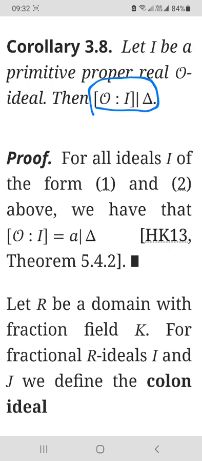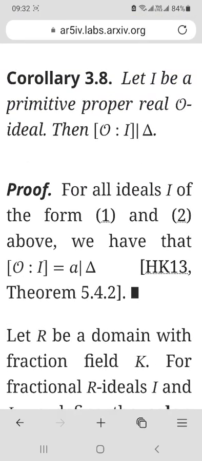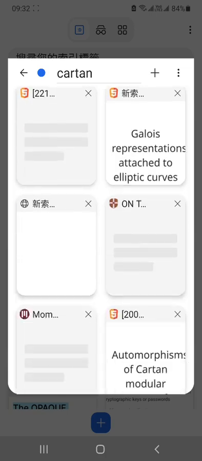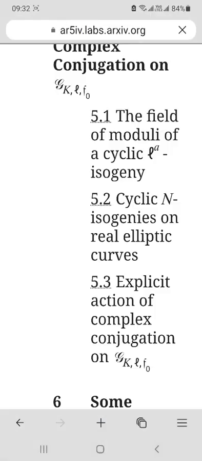The proof is very short: for all ideals I of the form 1 and 2 above, we have that the index of I is equal to A, and A divides the discriminant. Okay. Because this is too short a proof, we can consider another paper of P. Clark. There is a longer proof there.